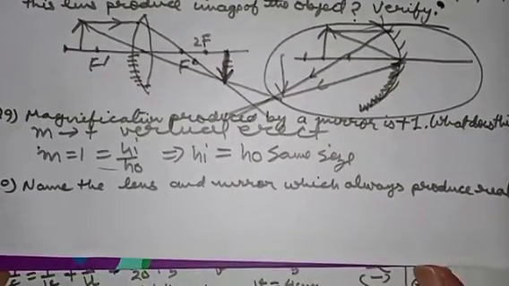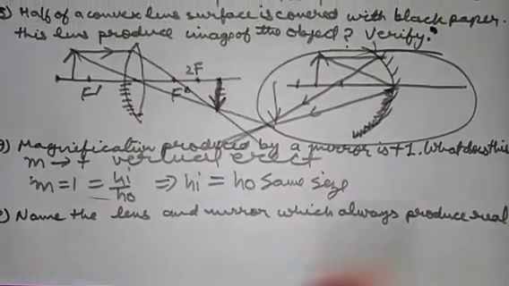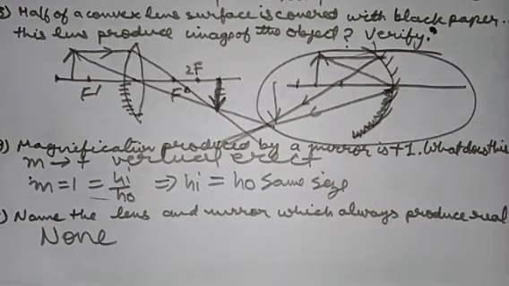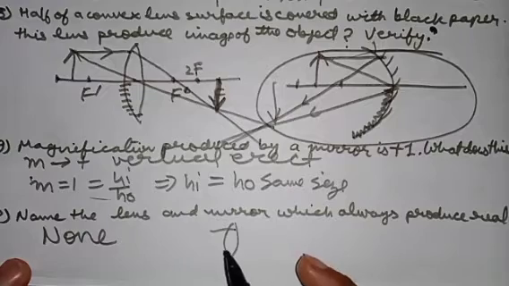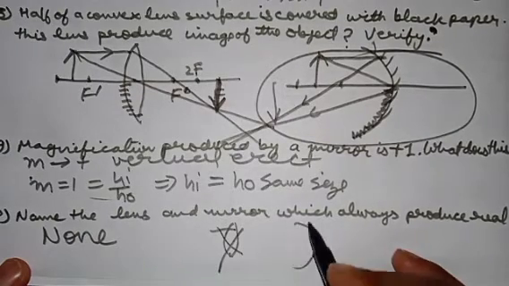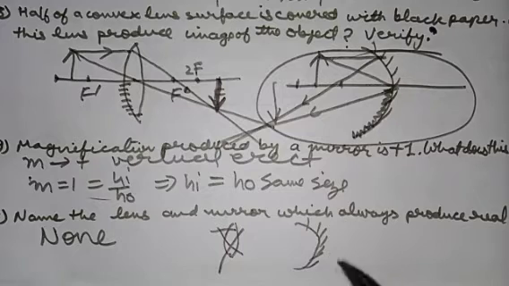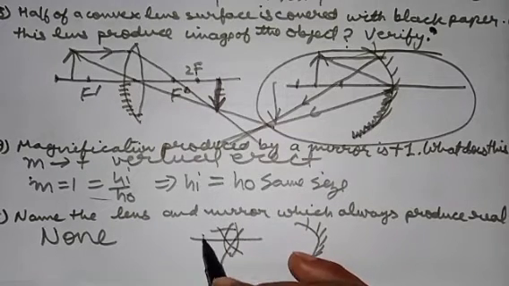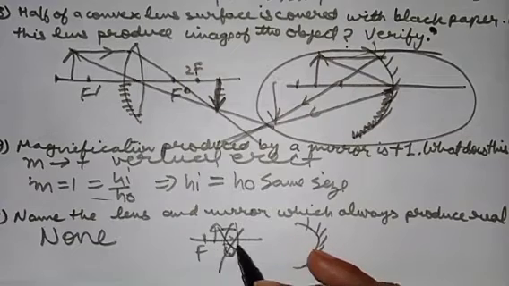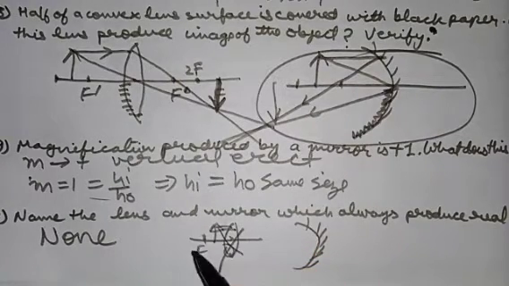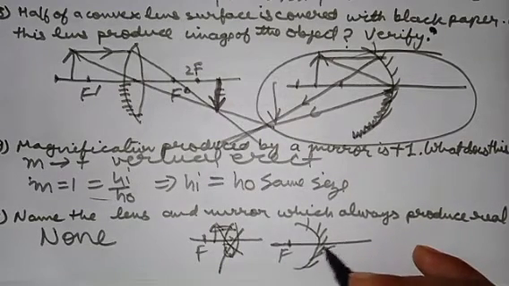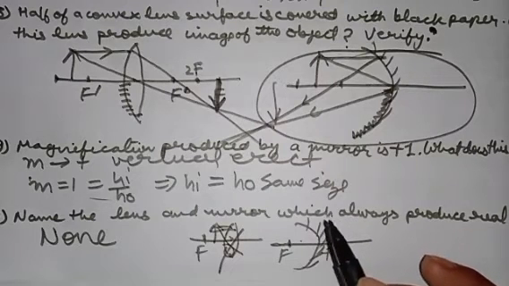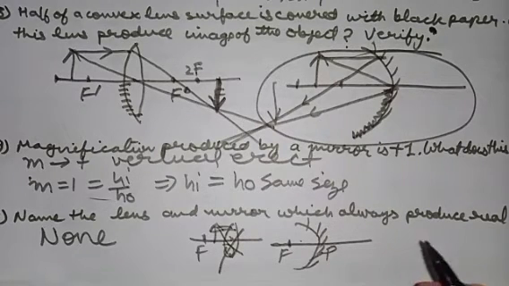Name the lens and mirror which always produce real image. Answer is none. There is no mirror, no lens which always produces a real image. We know convex lenses produce real image, but under one condition they produce virtual image, so no. And concave mirror mostly produces real image, but there is one condition. For convex lens there is a condition: between focus and optical center, if the object is placed, then the image is virtual. And in the same way for concave mirror, if the object is in between focus and pole, then the image is virtual. So there is no mirror, no lens which always produces a real image.